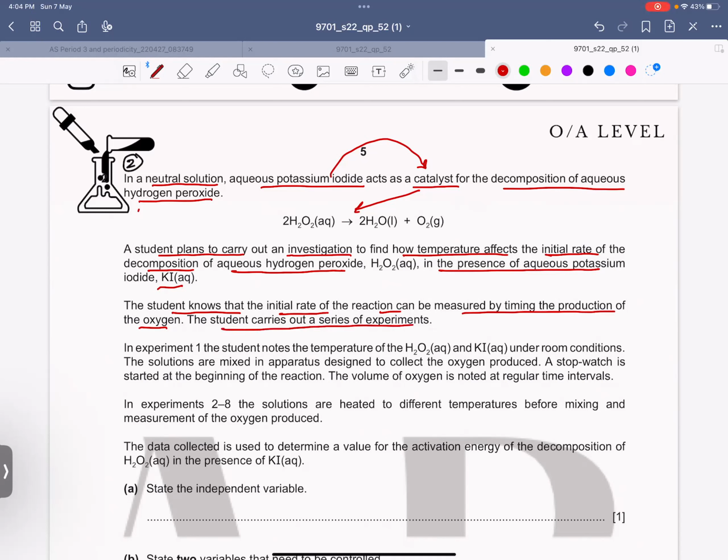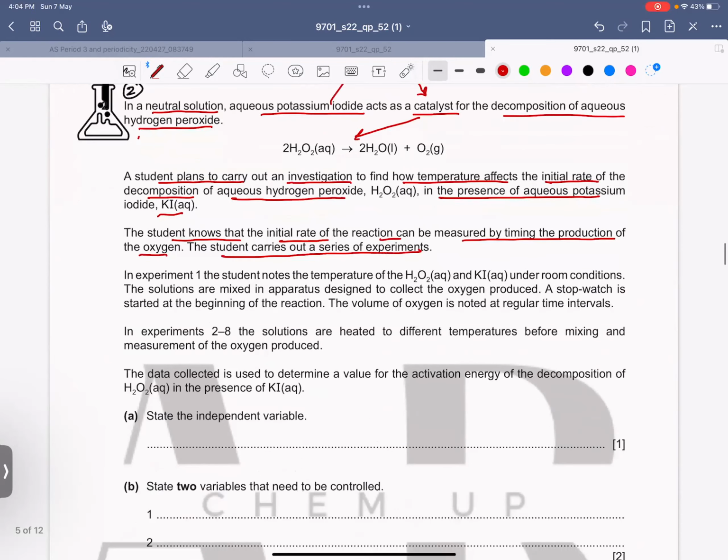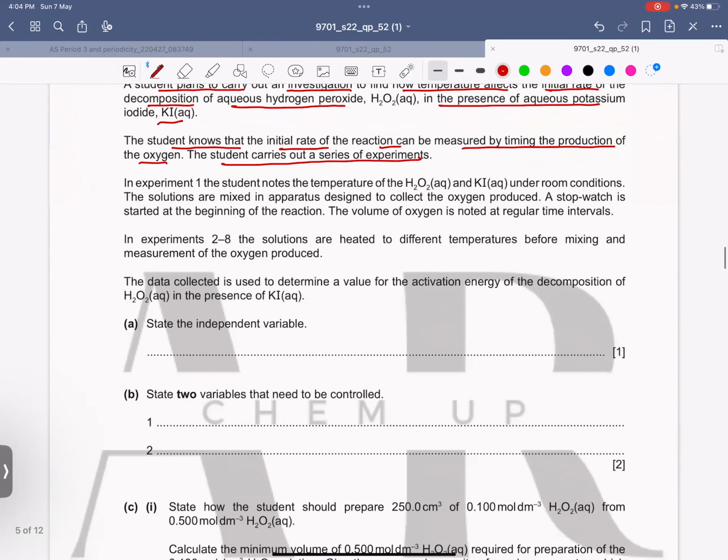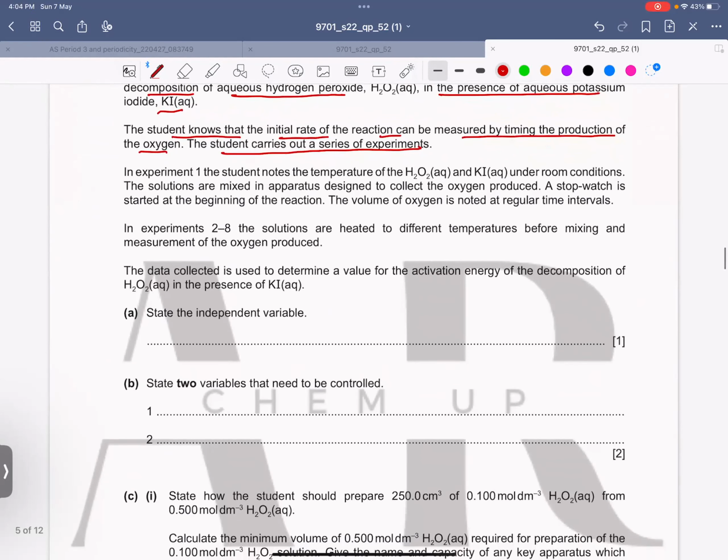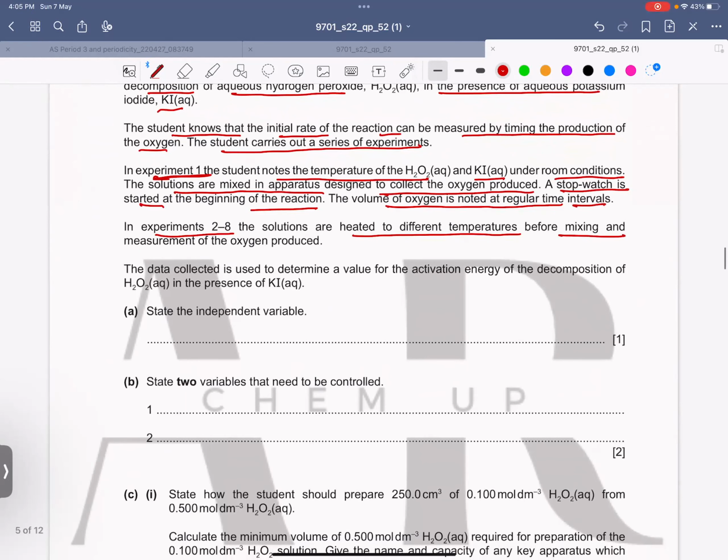The student carries out a series of experiments. In experiment 1, the student notes the temperature of the H2O2 and aqueous potassium iodide under room conditions. The solutions are mixed in the apparatus designed to collect the oxygen gas produced. A stopwatch is started at the beginning of the reaction. The volume of the oxygen is noted at regular time intervals. In experiments 2 to 8, the solutions are heated to different temperatures before mixing and measurements of the oxygen produced. So in each experiment, we have used a different temperature.